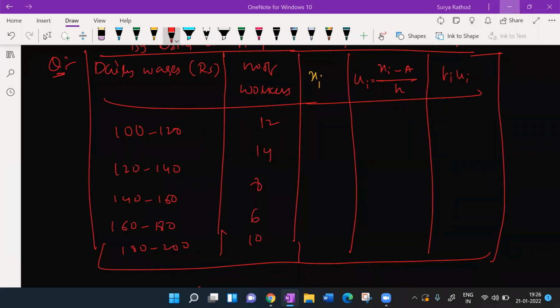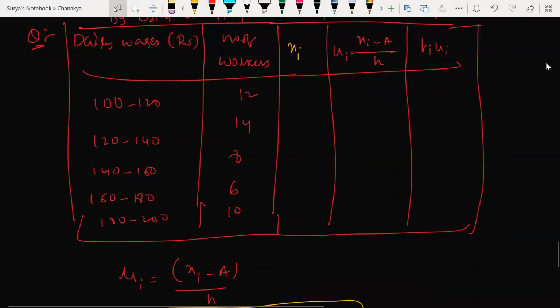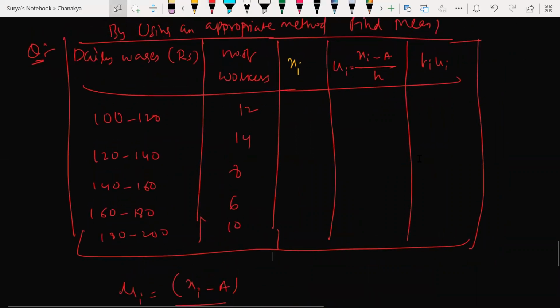Yes, you're saying something. No, sir, I haven't seen this method before. You haven't seen it, but this is an easy method, the step deviation method. That's deleted from the question. We only have direct and deviation. That is the reason you might not have seen it.